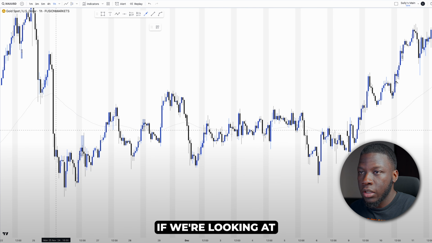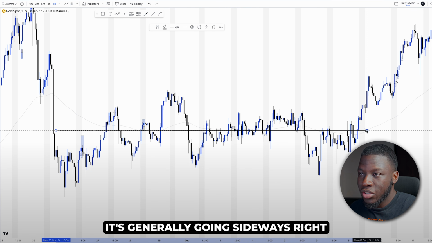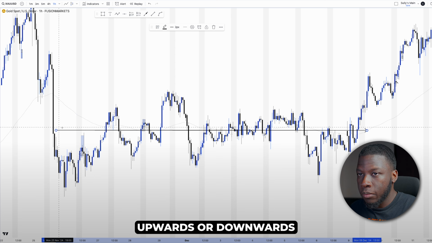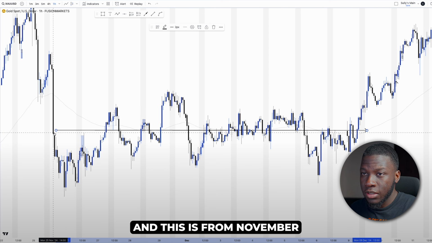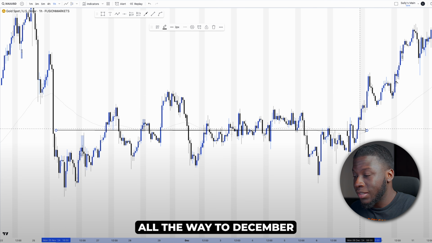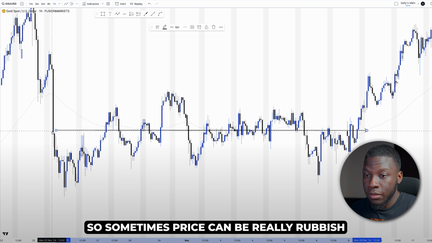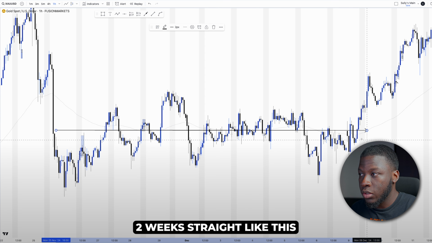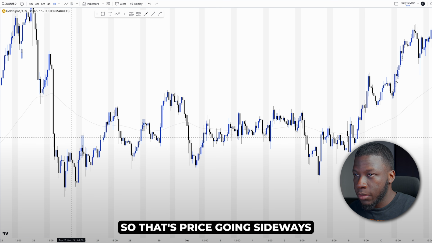And we can see that if we're looking at this whole section here, it's generally going sideways, right? It's not really going upwards or downwards. Price is just going sideways, and this is from November all the way to December. So sometimes price can be really rubbish like this for, you know, 2 weeks straight. So that's price going sideways.